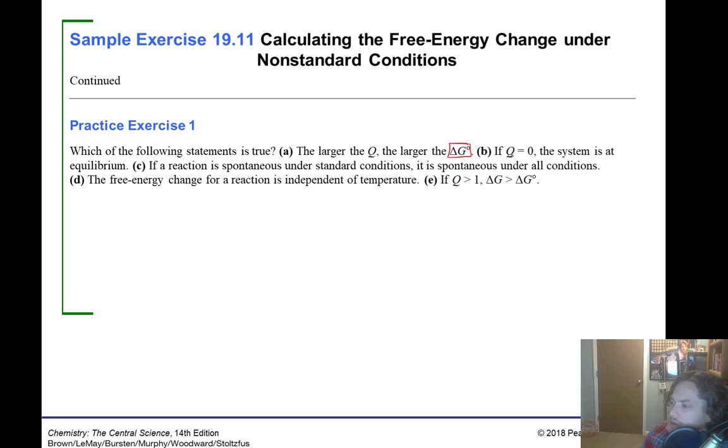So B says if Q equals 0, the system is at equilibrium. That's not true. If G is at 0, then it's at equilibrium. If Q is at 0, that doesn't really tell us anything.